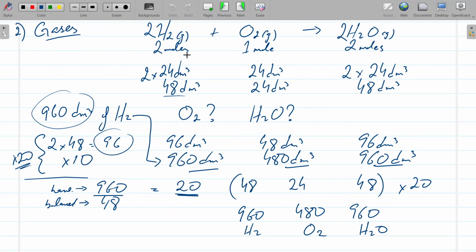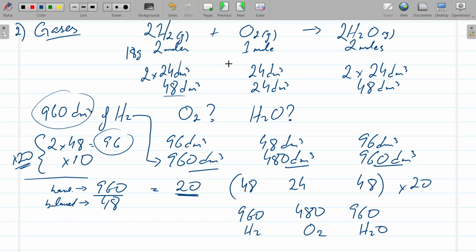So back here we had 2:1:2, right? For example, if I said that I used 18 grams of hydrogen gas, how many grams of oxygen gas would I be using? If I used 18, the ratio between hydrogen, oxygen, and water is 2:1:2, right?